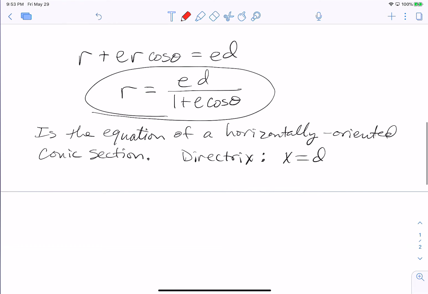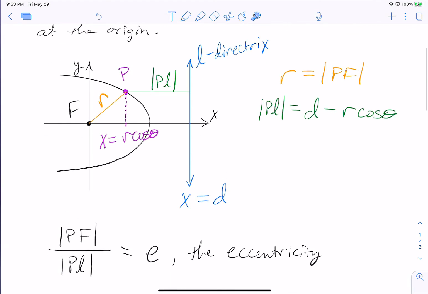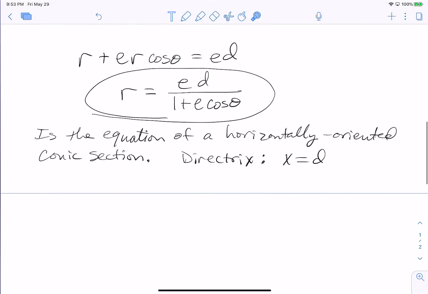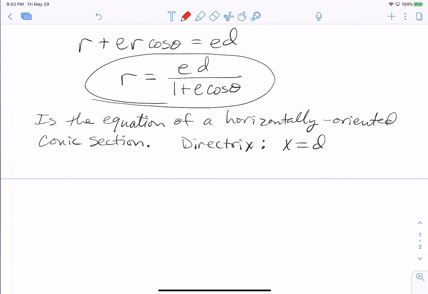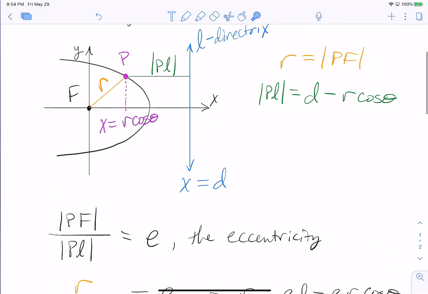If our directrix had been on the other side of the y-axis, and so existed on the negative x-axis as a vertical line, then this expression on the right-hand side would change. We would have 1 minus e times the cosine of theta, and the directrix would have the equation x equals negative d. That we have a cosine expression in the equation shouldn't be surprising, because here we have our conic section oriented so that it is symmetric with the polar axis.